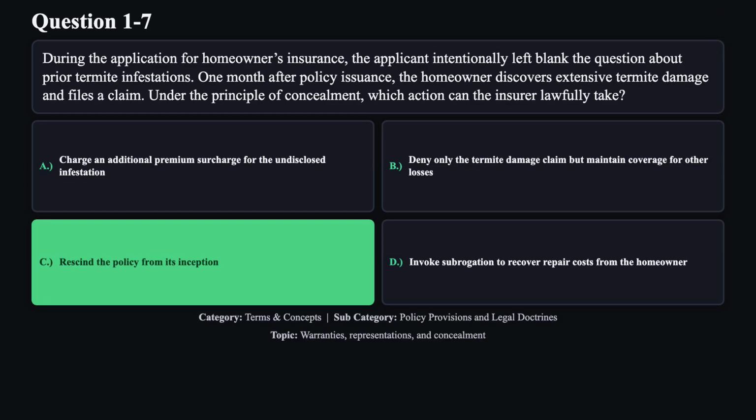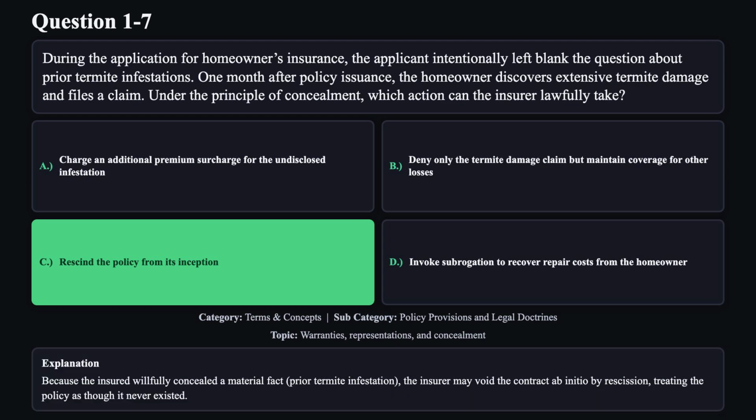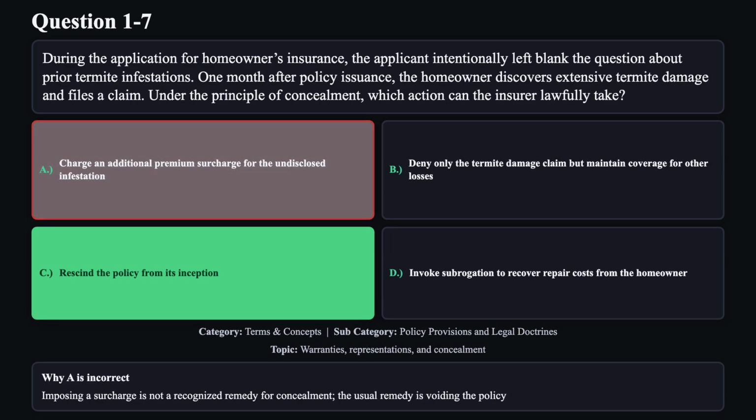The correct answer is C. Because the insured willfully concealed a material fact, prior termite infestation, the insurer may void the contract ab initio by rescission, treating the policy as though it never existed. Reason A is not correct. Imposing a surcharge is not a recognized remedy for concealment. The usual remedy is voiding the policy.